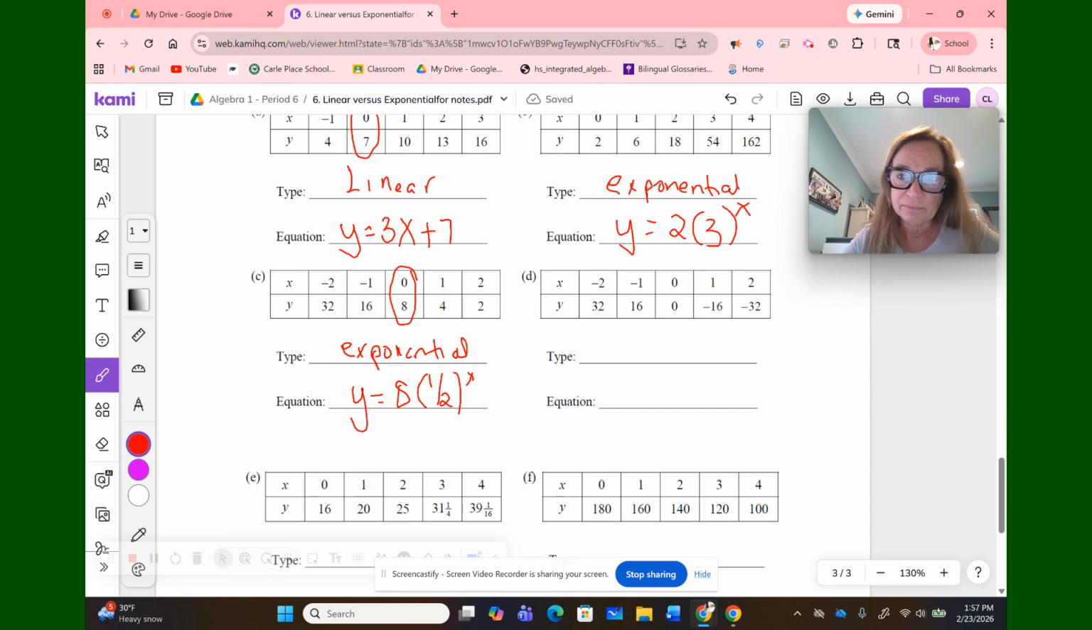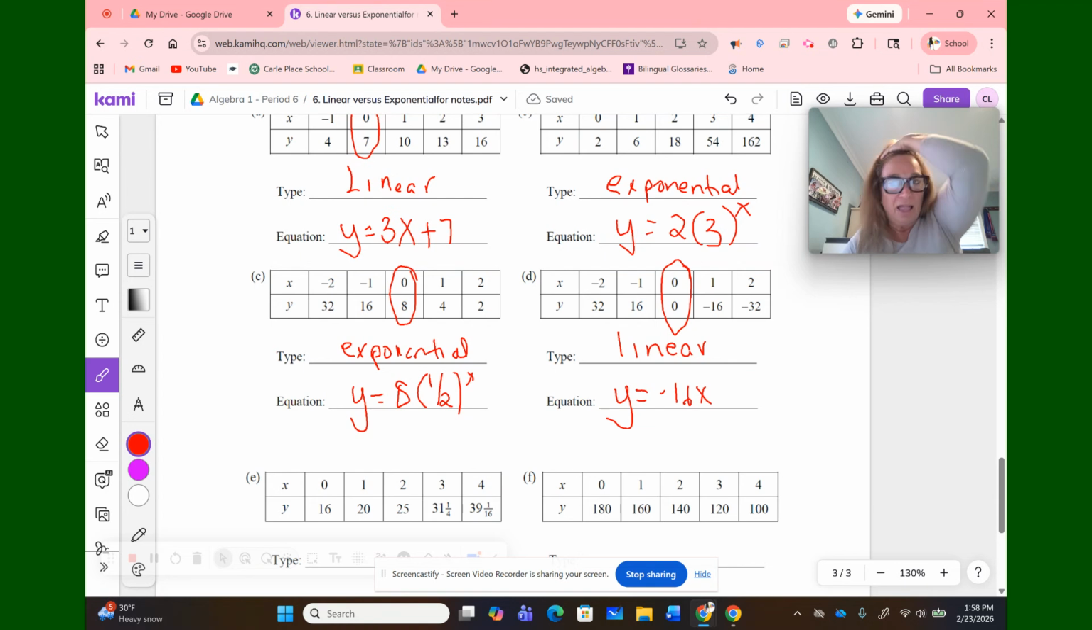Okay? All right. Now, this is going down by 16, down by 16. So this is linear. And it's going down by 16, so it makes the rate of change negative 16x. The y-intercept is 0, so you could write plus 0, but you don't really need it. Again, use the calculator.